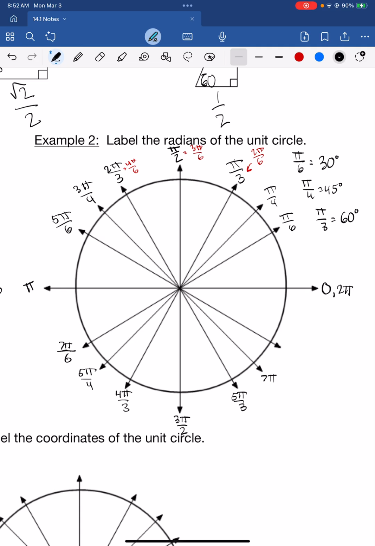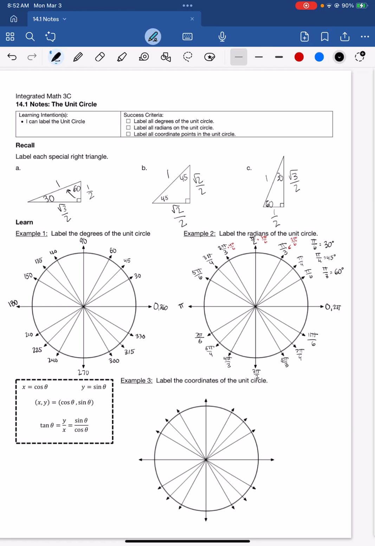This is going to be 7 pi over 4. And then this is going to be 11 pi over 6. And we'll be able to talk a little bit more about that as we go. So this is going to be our radian unit circle. We will be using this as we go forward.